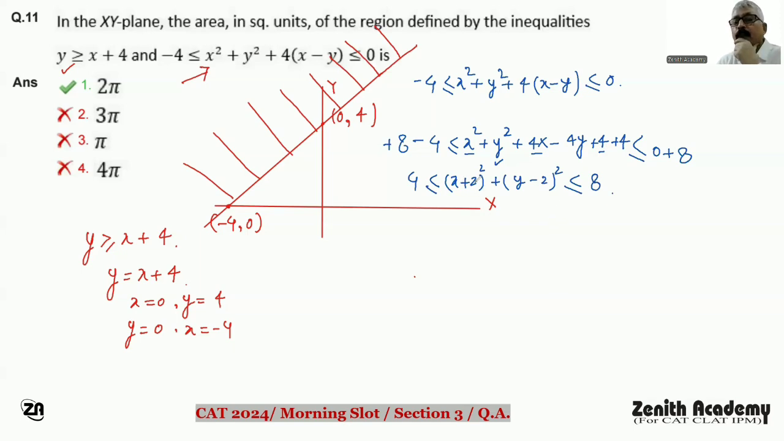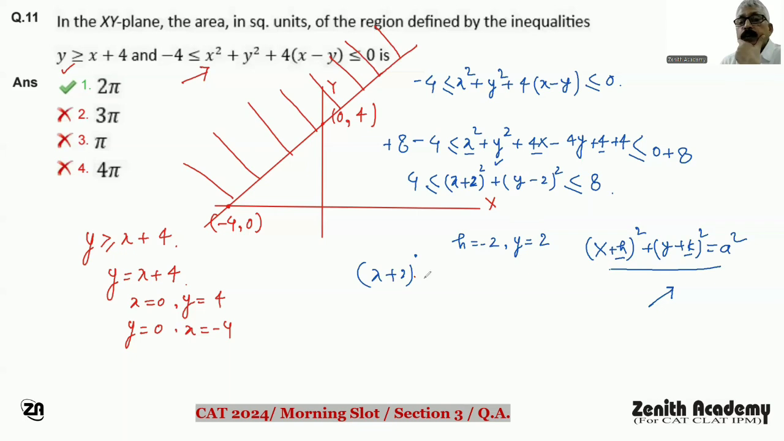Now look, this (x plus 2) whole square plus (y minus 2) whole square, you know, (x plus h) whole square plus (y plus k) whole square is the equation of a circle. So those who know, these are the equations of a circle, right? h and k are the coordinates of its center. So if I take (x plus 2) square, this and that, the h is minus 2 and y is plus 2. I'm taking (x plus 2) square plus (y minus 2) square equal to 4, right? So what is the radius? 2, radius 2, and the center coordinates h, k are minus 2, 2, okay?